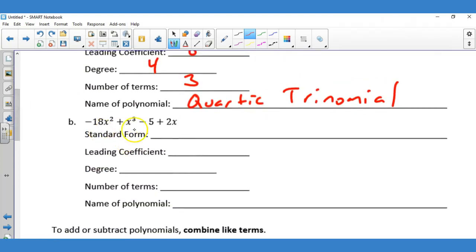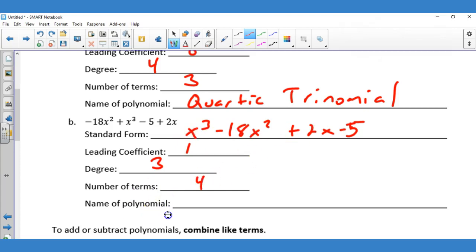Moving along. Right here, standard form. Let's see, we got a cube here: x cubed minus 18x squared plus 2x minus 5. Now leading coefficient. This is the highest degree, so 1's out front. The degree is 3. The number of terms, there's 1, 2, 3, 4 terms.